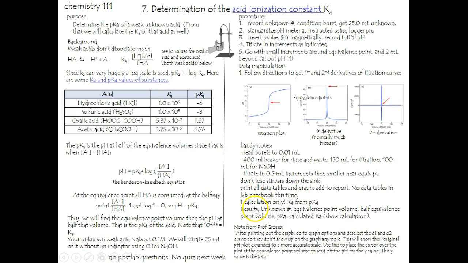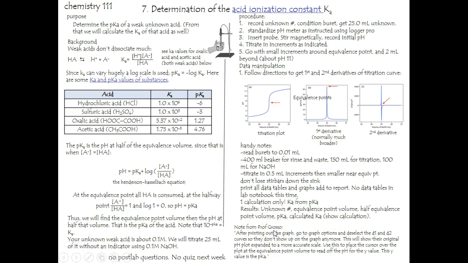Here's the results that you need to report. Your unknown number. The equivalence point volume that you've gotten very precisely either this way or even better this way. The half equivalence point volume, I think you know how to do that. Take half of it. And then the corresponding pKa is the pH at the half equivalence point. And then do the calculation for the Ka, as we've said before.